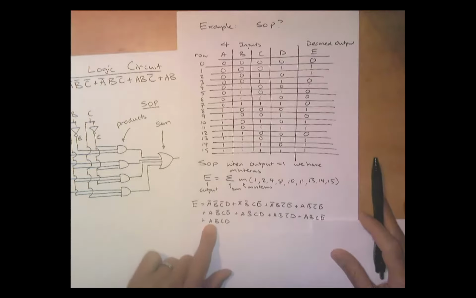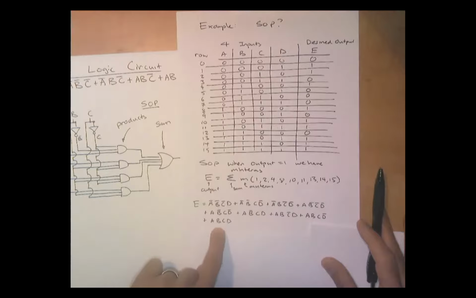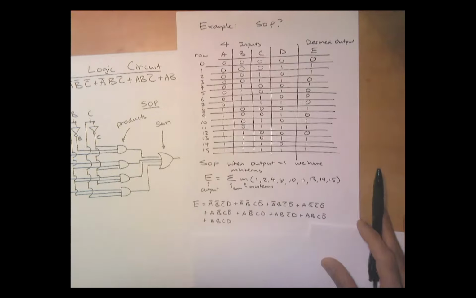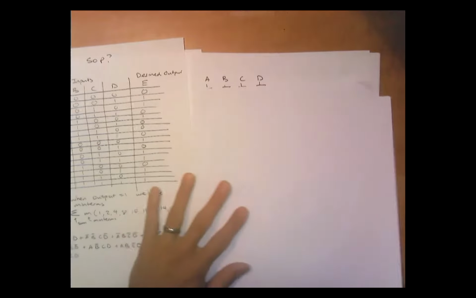Good. So this is going to have 1, 2, 3, 4, 5, 6, 7, 8, 9 AND gates and 1 big OR to bring them all together. Okay. So let's go to the next page. So the next page, we're going to have again A, B, C, D. Those are the 4 inputs.